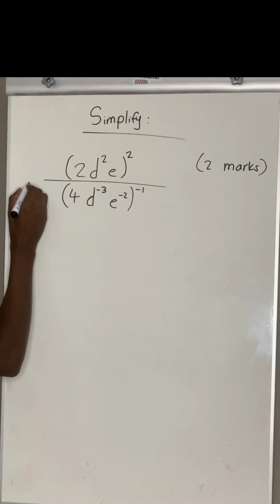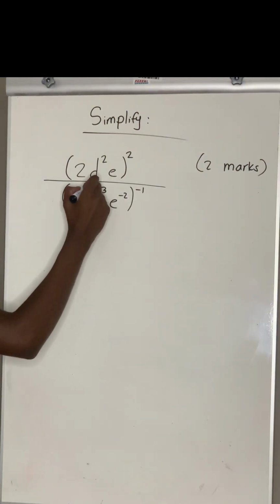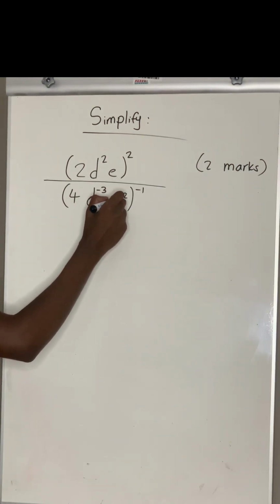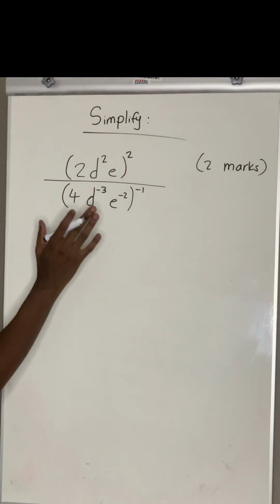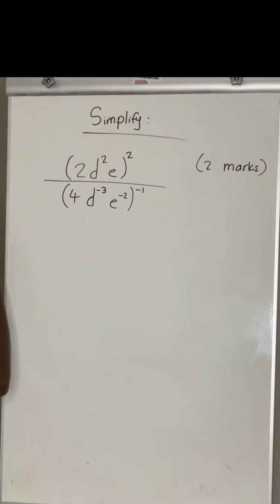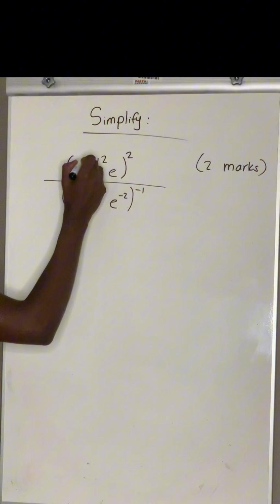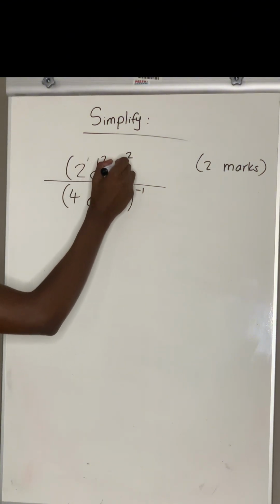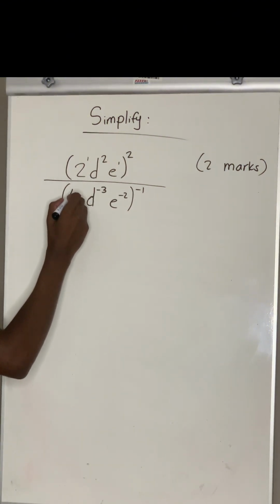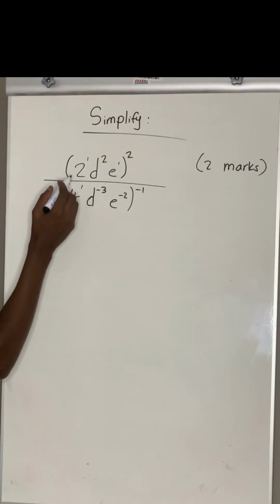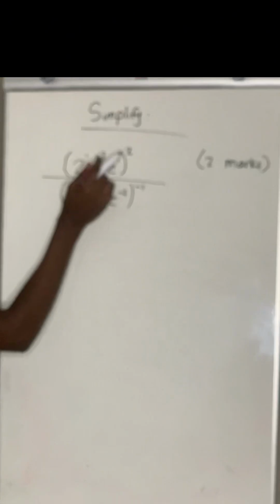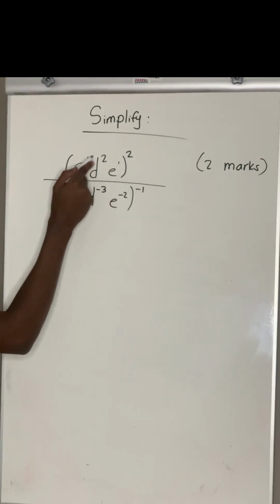Okay, so now simplifying again: 2d squared times e, all of that raised to the power of 2, divide everything by 4 times d exponent negative 3 times e exponent negative 2, and raise everything to the power of negative 1. Now this is actually easy if you break it down into simple steps. Over here we have 2 exponent 1, d exponent 2, e exponent 1. We have 4 exponent 1, d exponent negative 3, e exponent negative 2. What you should do first is multiply these exponents with each exponent inside of the term.